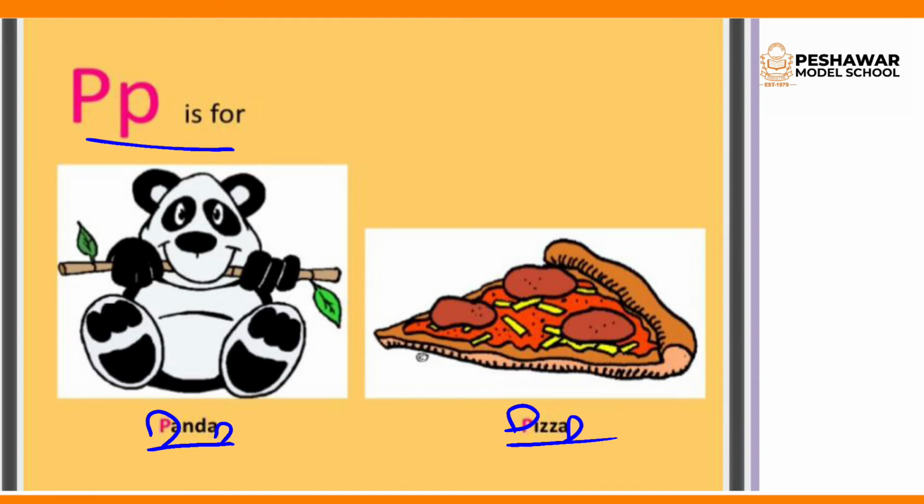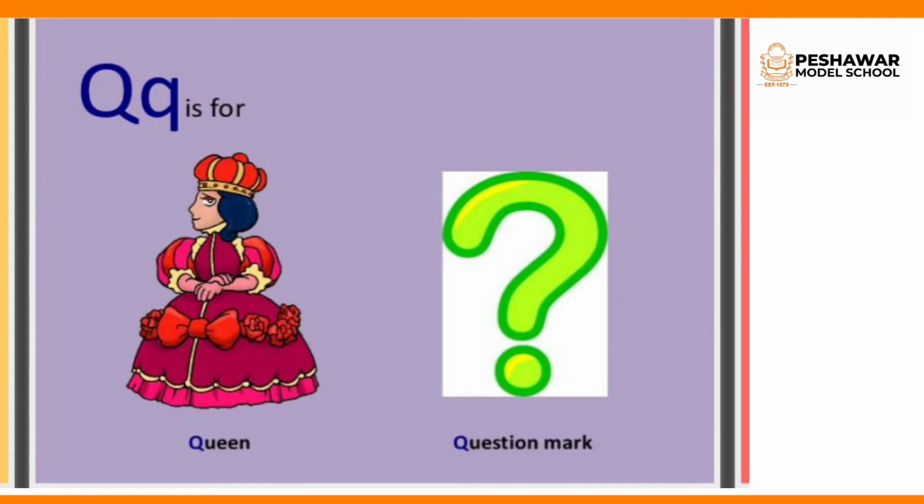Very easy class. Moving toward our next letter, capital Q, small q. What is the sound of Q? The sound of Q is K. Look at the words. The first word is queen, Q-U-E-E-N. In queen, the initial sound is K and the final sound is N, because queen ends with N.